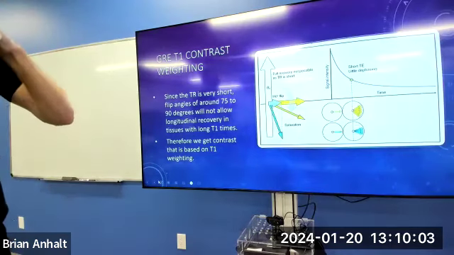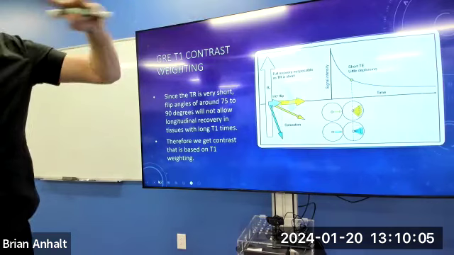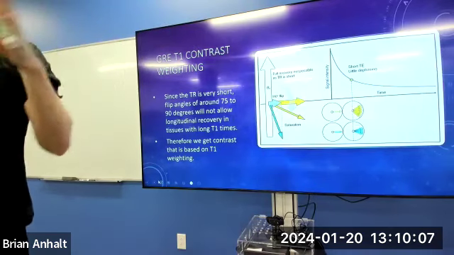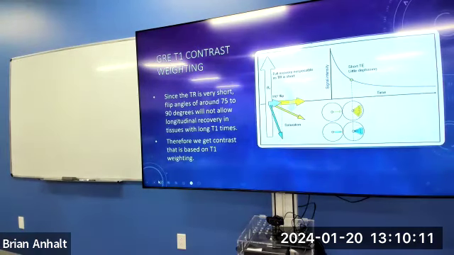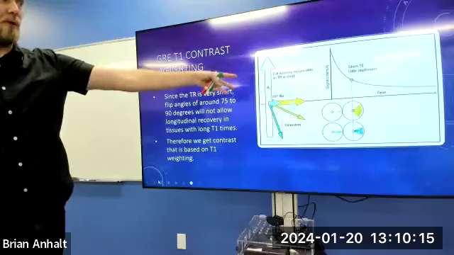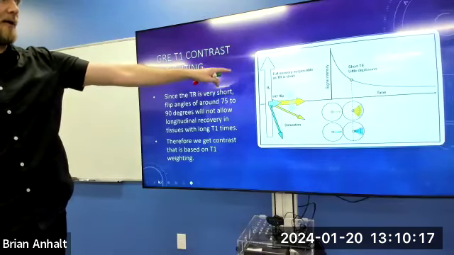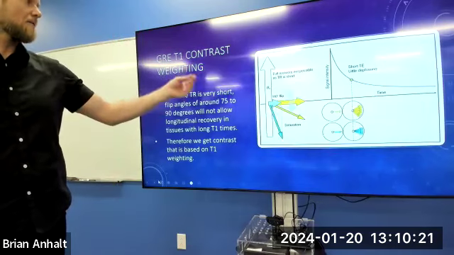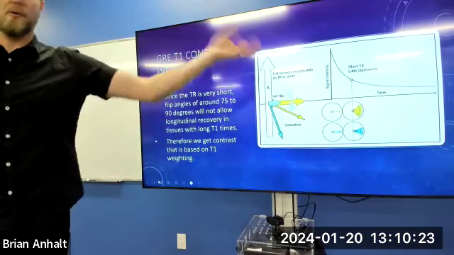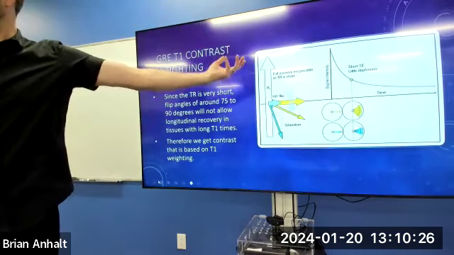I'm basically just saying the same thing I said before in a different way. We're eliminating the TR as a factor though now. TR is always going to be short. So to do a T1 weighted gradient echo sequence, we keep everything the same. High flip angle, 90 degrees or a little bit less. We have a short TR and a short TE, right? Same thing as before.